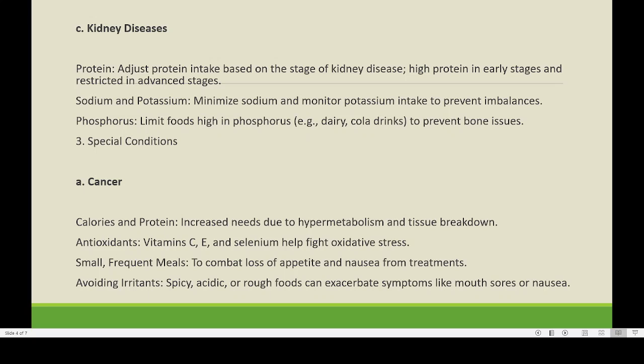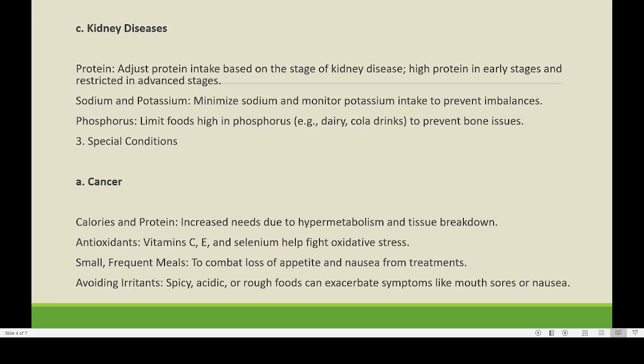Cancer means increased need, hypermetabolism and tissue breakdown. That is one situation. Antioxidants like vitamin C, E and selenium will be very helpful in reducing the stress caused by oxidative stress. Then small frequent meals: instead of having a large intake of food during a meal, try to reduce the intake and spread it out, instead of 3 you can have 4 times a day. Small frequent meals combat loss of appetite and nausea from treatment.